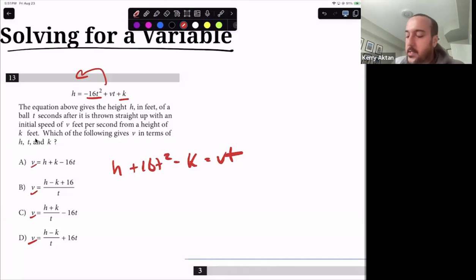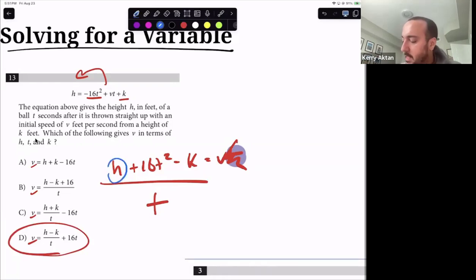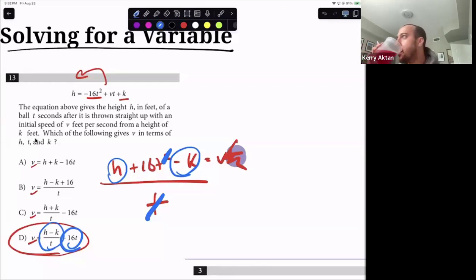At that point, I want to get the v alone. What should I do with that t? Divide everything by t. And at that point, you should see that the answer is going to be D. Again, let the answer choices guide you a little bit here, but the answer choice really is D because, yes, the h and the negative k will sit on top of the t, but they cancel out a t squared with a t on the bottom. Kind of annoying that they did that, but it is what it is.